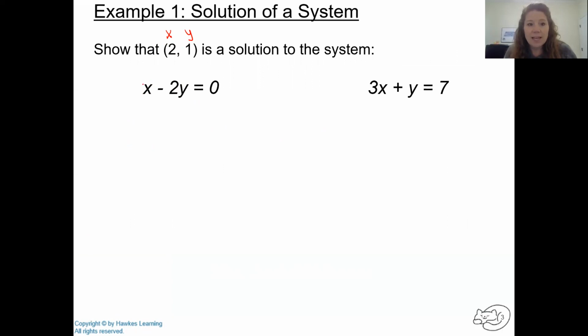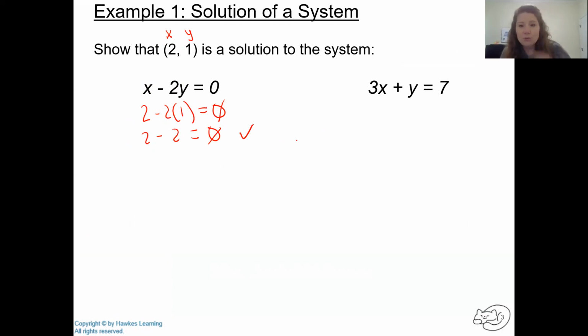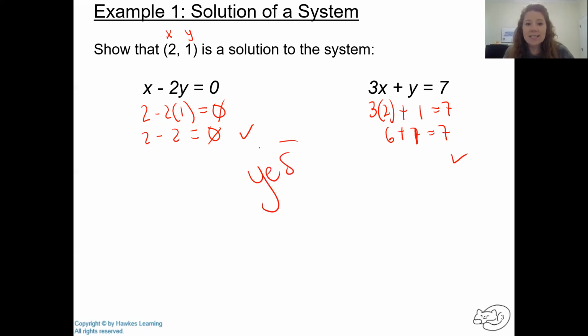So for example, if x is 2 and y is 1, we're going to plug this in, see if it's true. Well, 2 times 1 is 2, and 2 minus 2 does in fact equal 0. That is true. So we got one true statement, but we have to have two true statements. So we're going to plug in 2 for x again. So 3 times 2 plus 1 for y. And of course, 2 times 3 is 6, and 6 plus 1 is in fact 7. So we get two true statements. So the answer is yes, this ordered pair is a solution to the system.